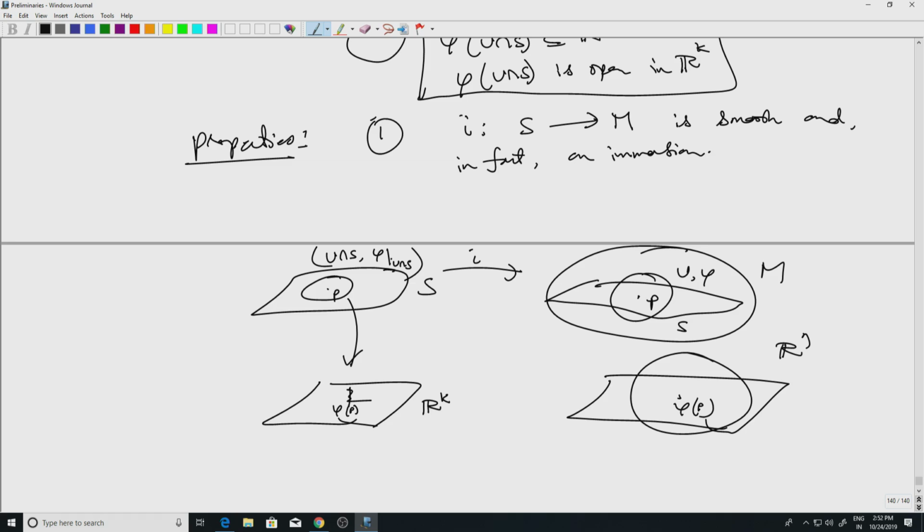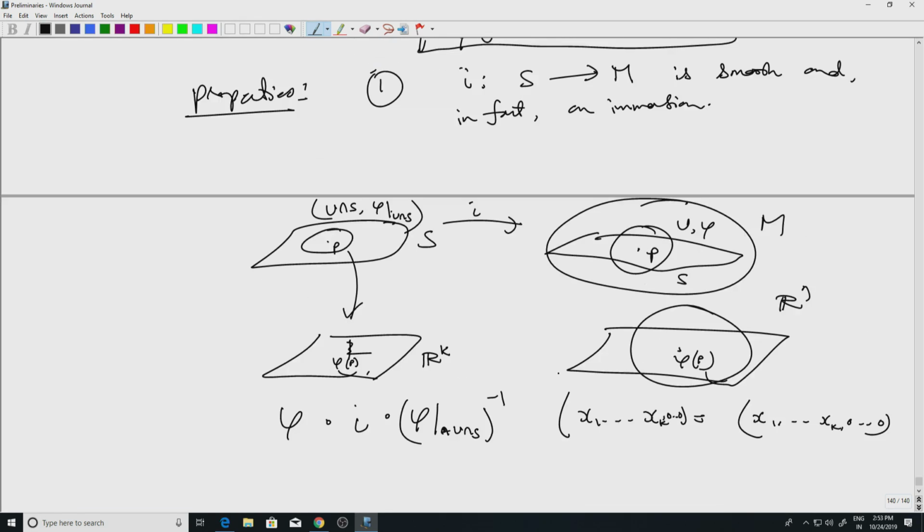If you just compose the inclusion map, we will get phi restricted to U intersection S, the inverse of this, composed with i, composed with, well, again phi. If I see what it does to (x1, ..., xk) here, it's immediately clear that all it is doing is sending it to (x1, ..., xk, 0, 0, 0). The way I defined R^k, let me put zeros, it's just the identity map, and of course it's smooth.